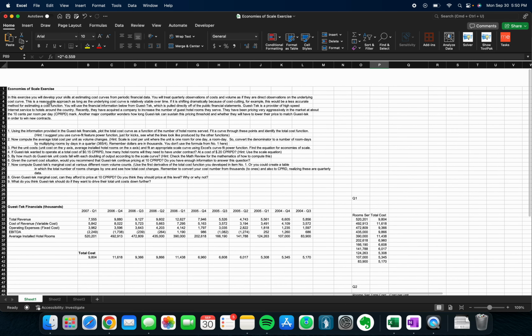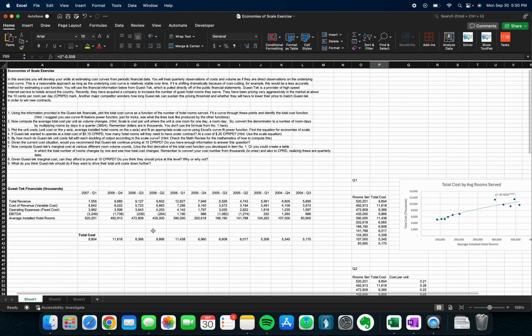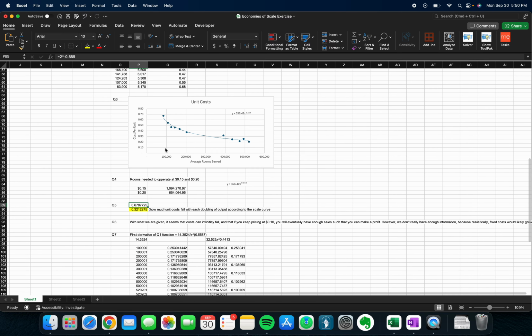Question 6, I guess real fast, another way that you can solve that is you can literally input information like 1,000 or 2,000, and you can see.